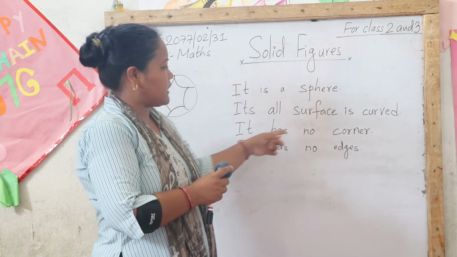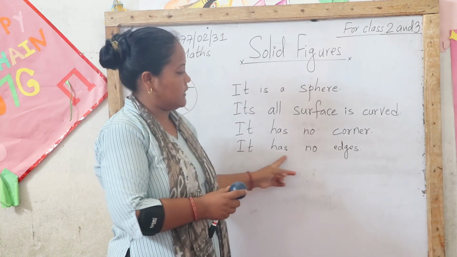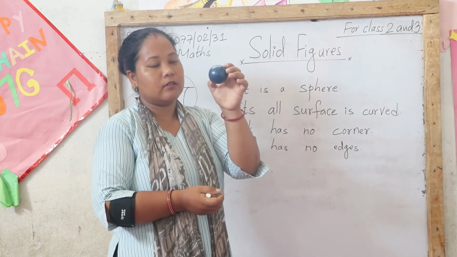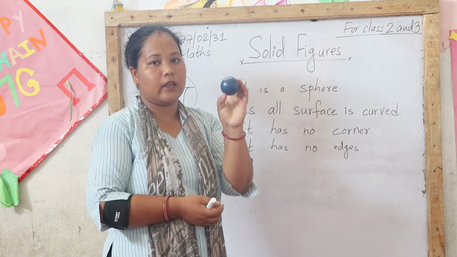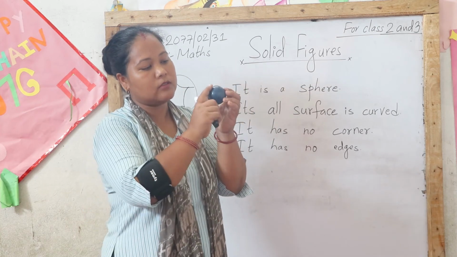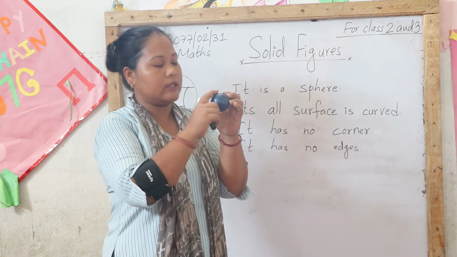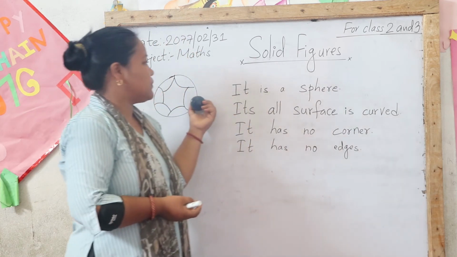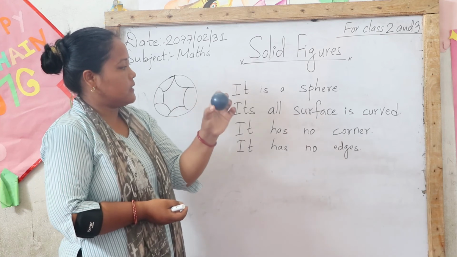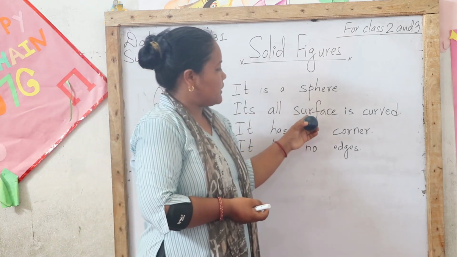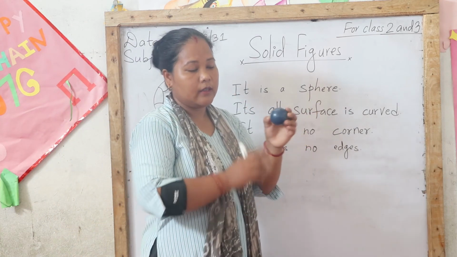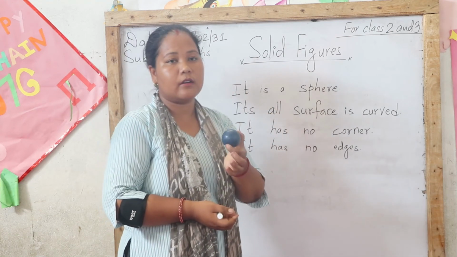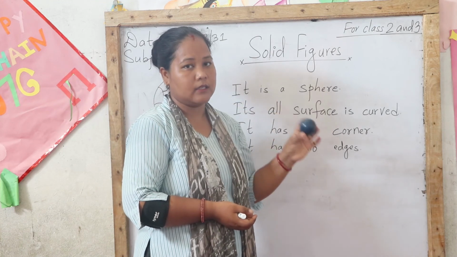Okay, it has no corner and it has no edges. It is round, so it has no corner and no edges. It has no straight lines. So it has no corners and no edges. The property of sphere is its surface is curved, and it has no corner and no edges.